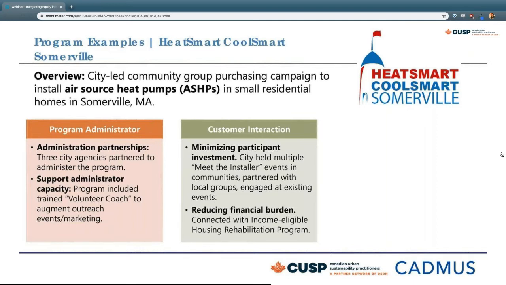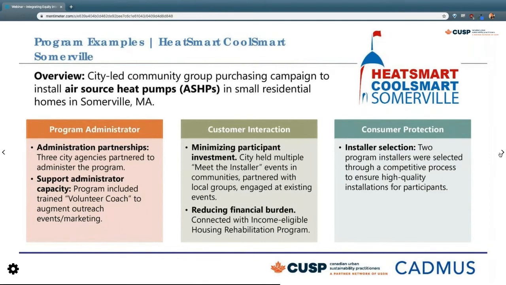But it really enabled low to moderate income customers to engage much more seamlessly and readily within the program. Then the final piece I wanted to highlight with this program is the consumer protection.